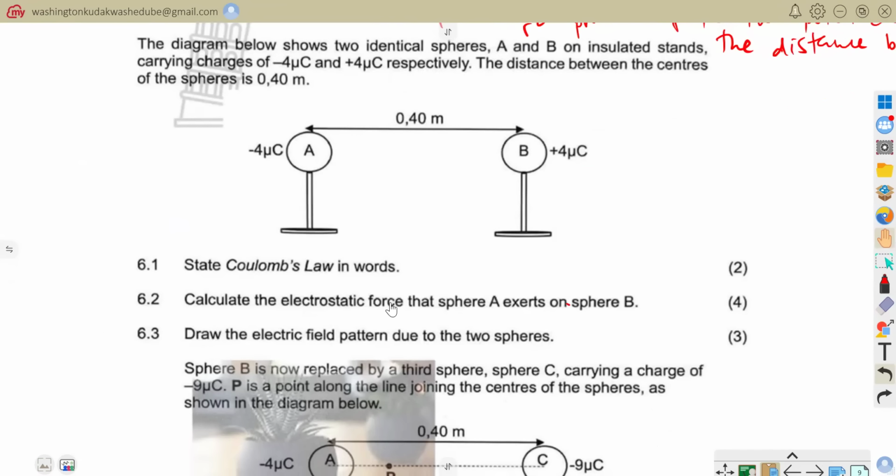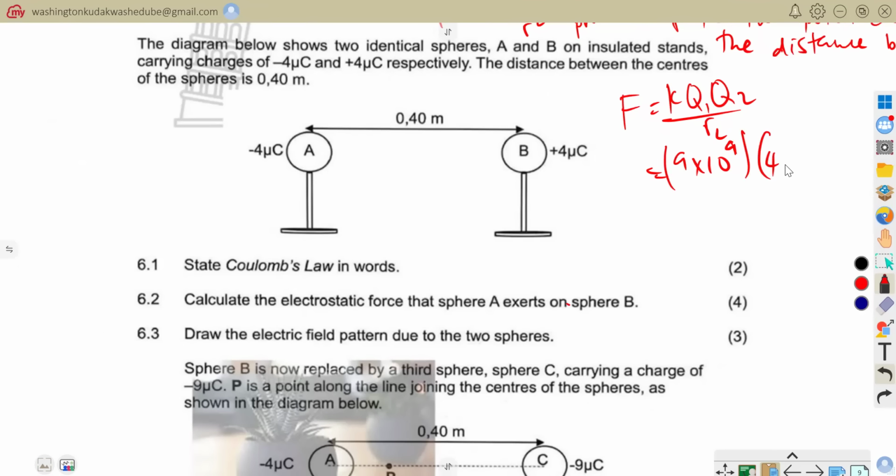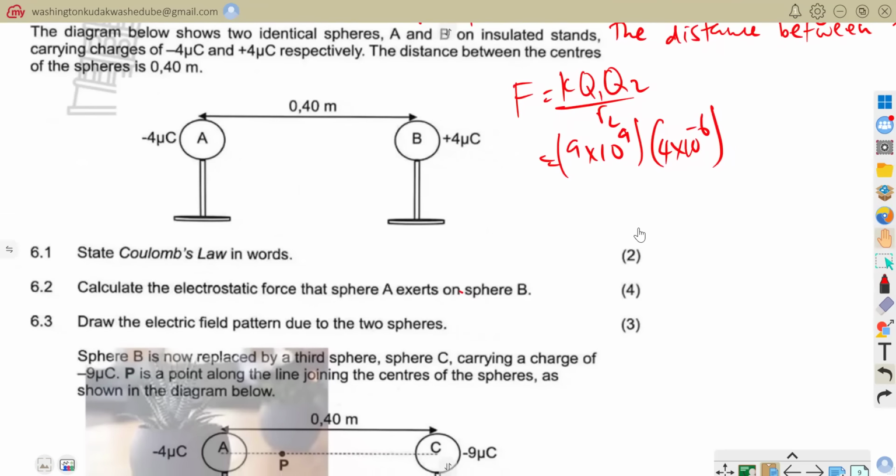Now they're saying calculate the electrostatic force that sphere A exerts on sphere B. We say that F is given by K Q1 Q2 all over R squared. Our K is always 9 times 10 to the power of 9. And then Q1 is 4 micro, so it will be 4 times 10 to the power minus 6. I'm sure we know that micro means 10 to the power negative 6. And then the other one is also 4 micro.